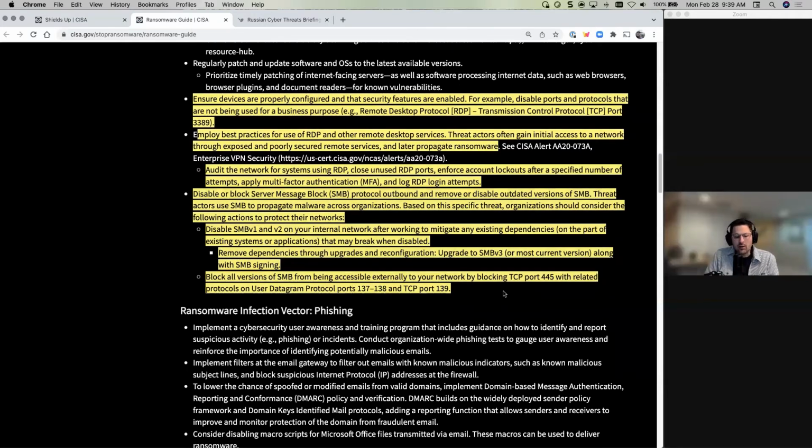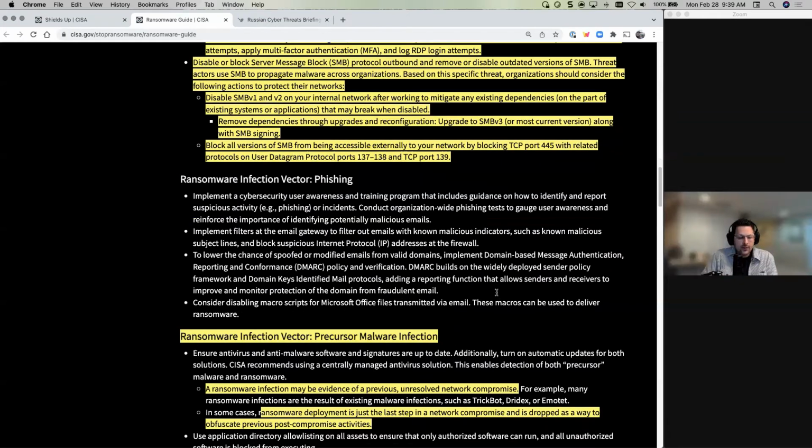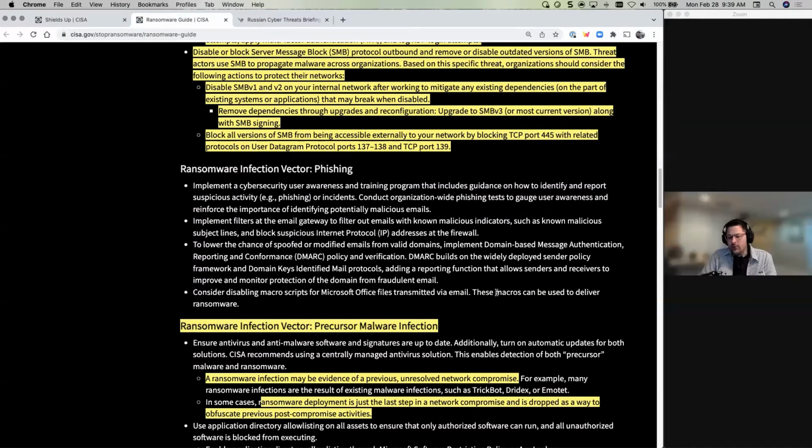Then they say to block all versions of SMB from being accessible from outside your network. That's something that we can look for. Where do you have SMB? What files are those? Because we're able to see inside those layer 7 transactions, we can look inside SMB and CIFS transactions. Phishing, we're really good at understanding, with ProxyShell and other things where that's happening.